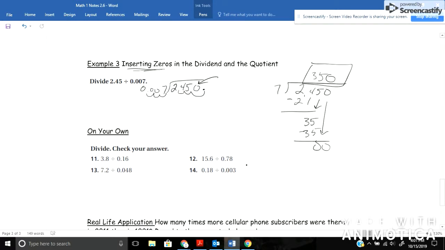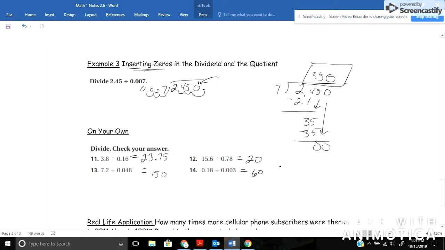So more Oyos for 11, 12, 13, 14. Pause once more. Try these ones. And for 11, it is 23.75. For 12, it is 20. For 13, it is 150. And for 14, it is 60.